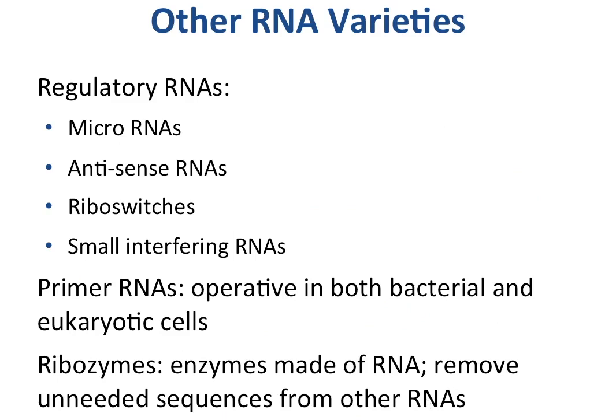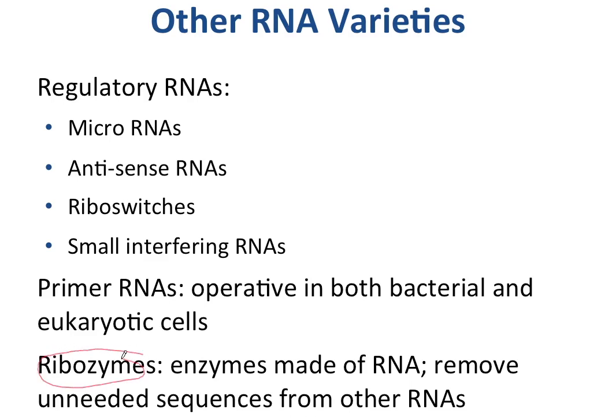The regulatory RNAs are the microRNA, antisense RNA, and small interfering RNA. Those RNAs can regulate genetic function. We also have the primer RNA, which works in both bacteria and eukaryotic cells.